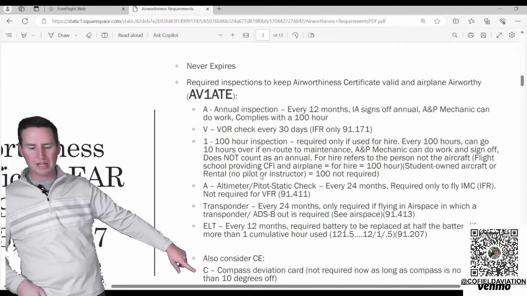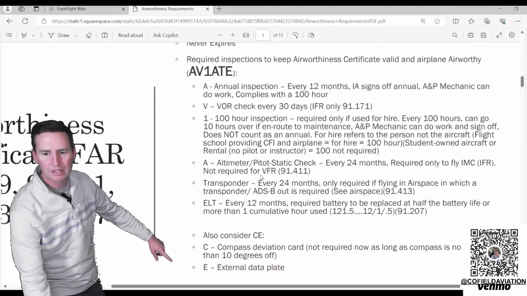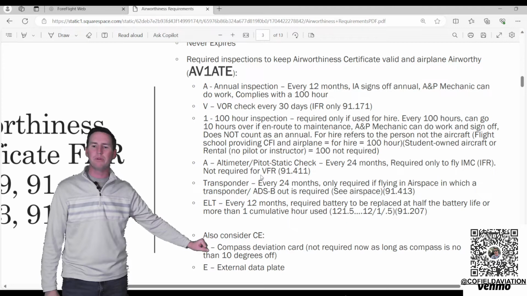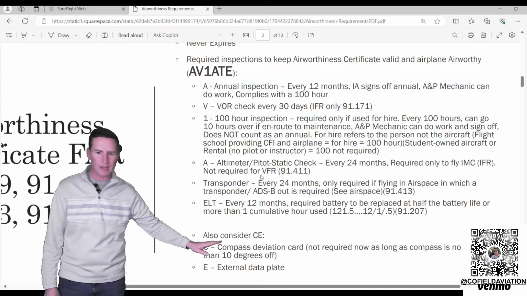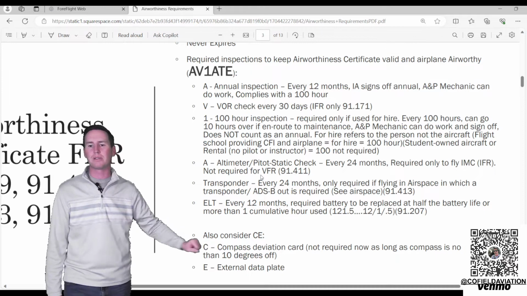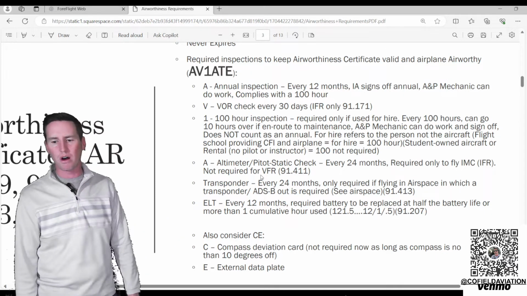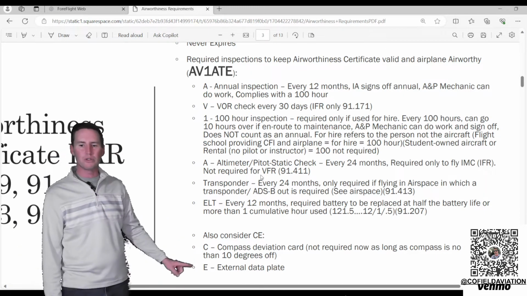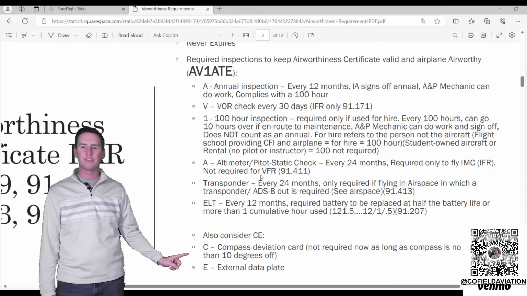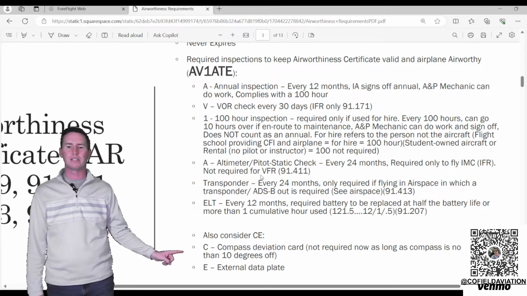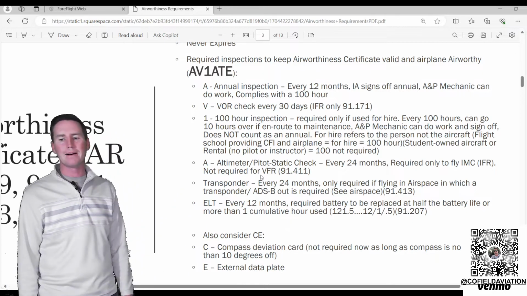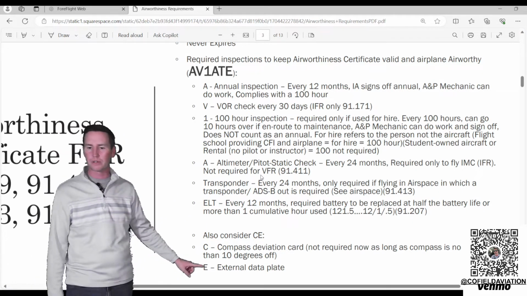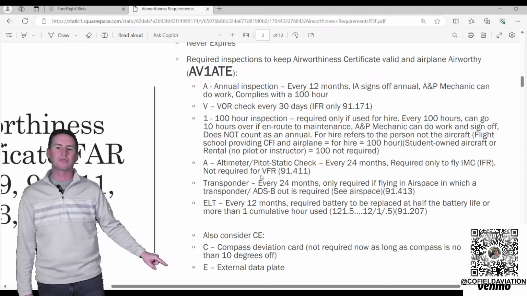Also, as an addition right here, we'll scroll down, consider C and E. So C would be a compass deviation card. Now, this is no longer required as long as the compass is not more than 10 degrees off. This is kind of a new change here, but most airplanes you will fly, you will see a compass deviation card next to the magnetic compass. And then E, this is still required though. E is an external data plate.